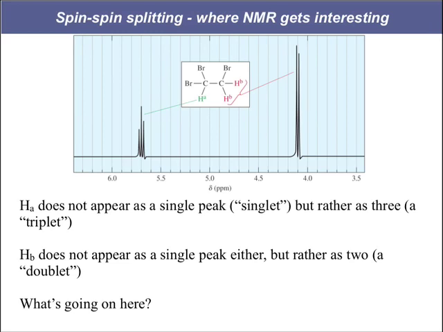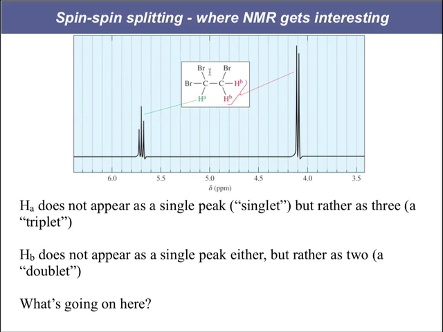Now, the last piece of information that NMR tells us is something that comes from what we call spin-spin splitting. And this is really where NMR gets interesting. Spin-spin splitting tells us what is next to each type of hydrogen. This is very, very cool. This is a very interesting looking structure.